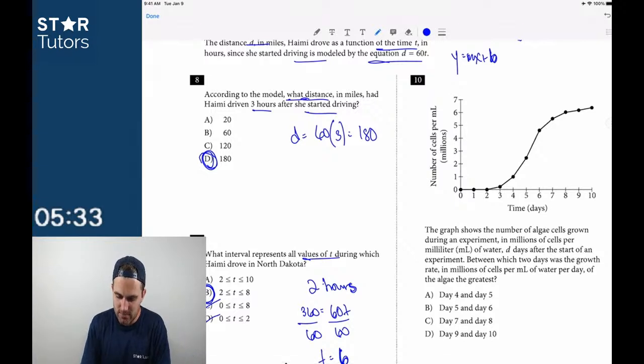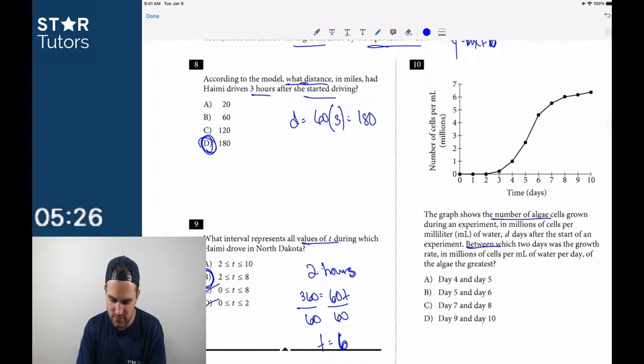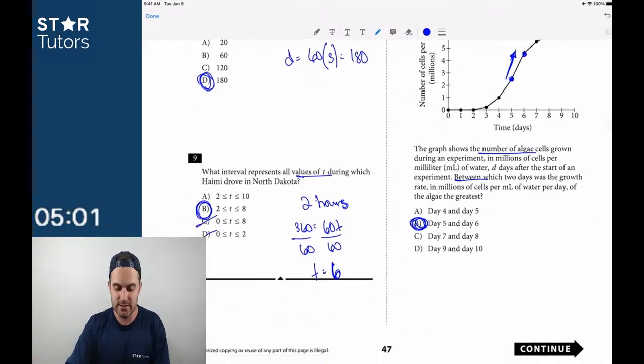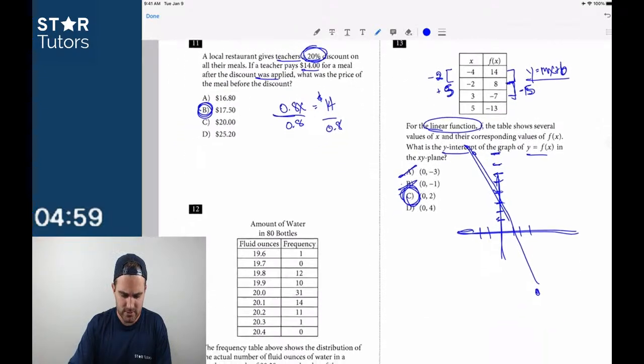10. The graph shows the number of algae cells grown during an experiment in millions of cells per milliliter. Between which 2 days was the growth rate in millions of cells of the algae the greatest? Well, it should be right here, right? From 5 to 6, I think. Yeah, the greatest is just the slope, right? If you guys are in calculus or pre-calculus class, the growth rate is the increase. It should be just between day 5 and 6, because whenever the slope is the steepest, there's the greatest increase. Hopefully that one's pretty straightforward.